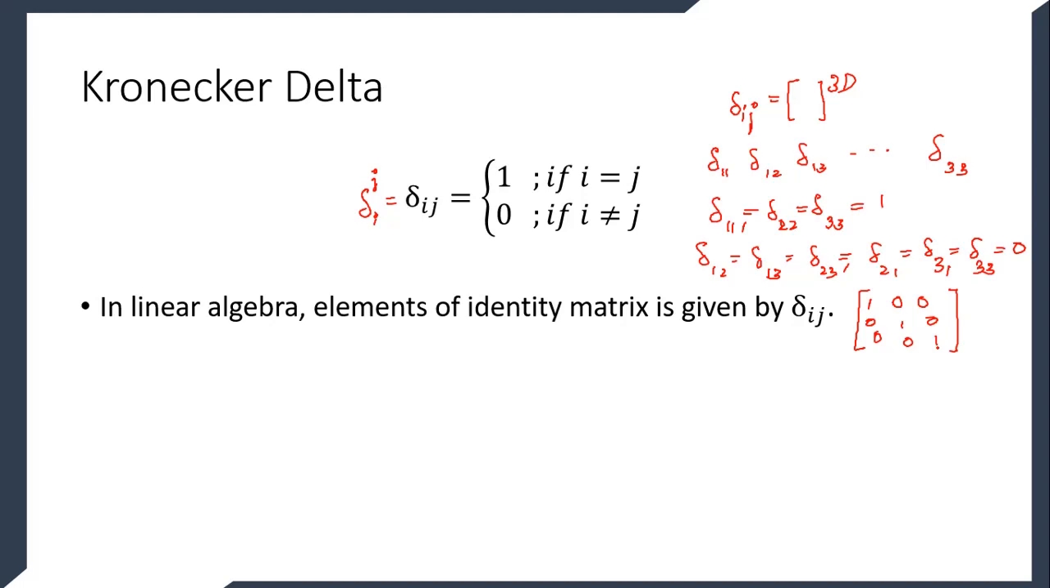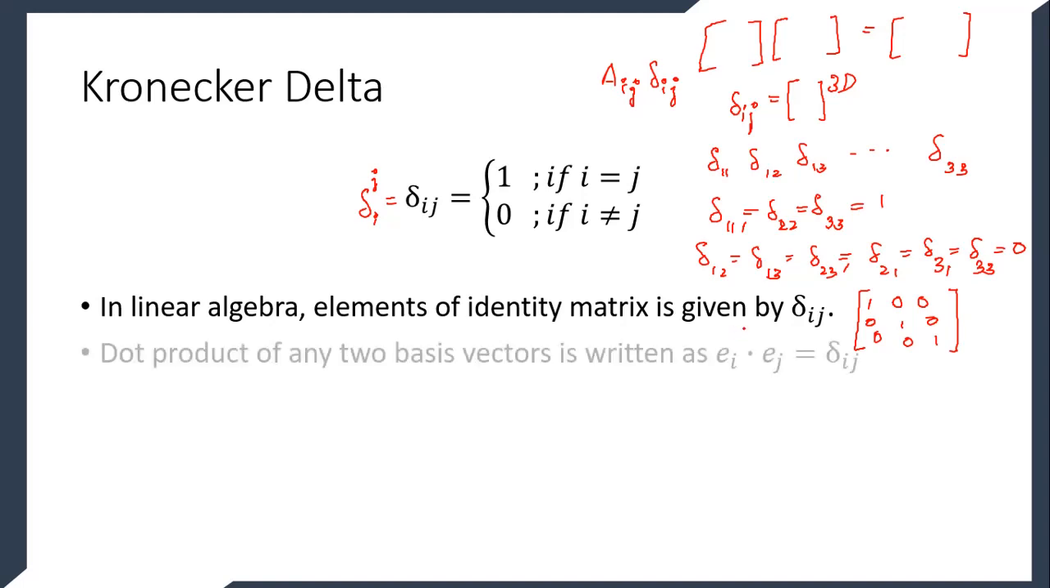So just remember, when you come across a tensor, say a ij, multiplied by delta ij, it just says that in matrix notation, the matrix of the components of A is multiplied by an identity matrix, and it doesn't change anything. So in linear algebra, the identity matrix is denoted by delta ij.